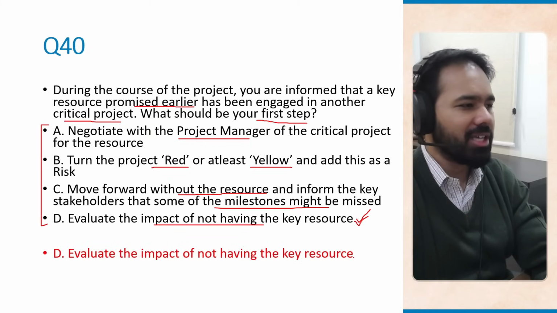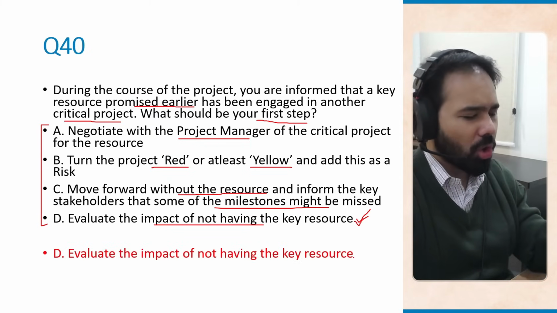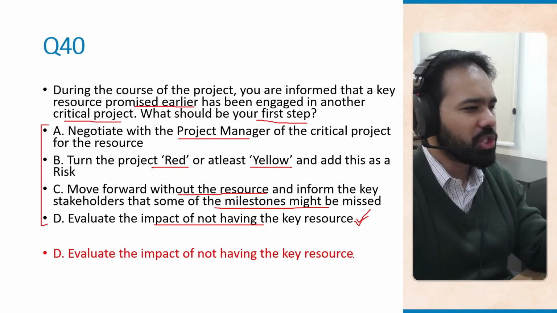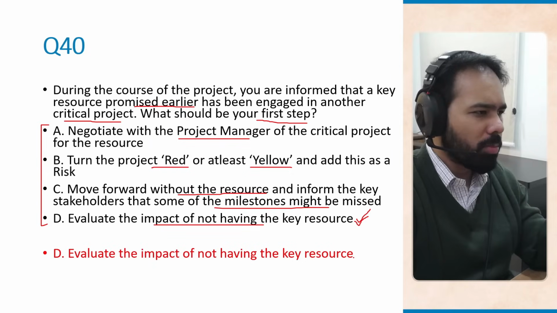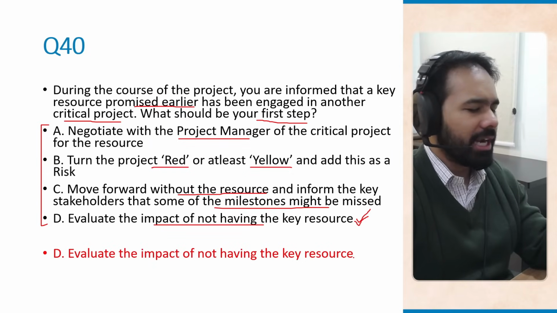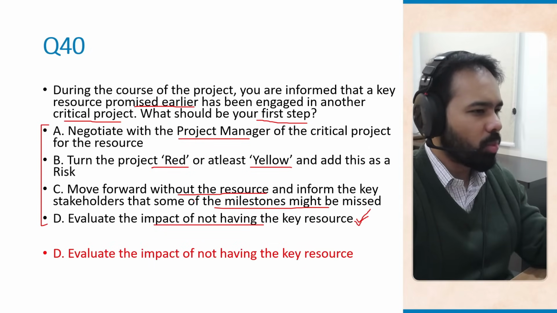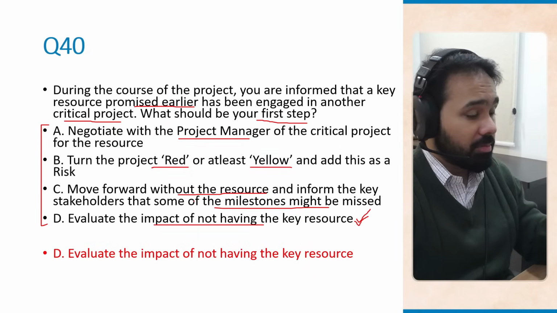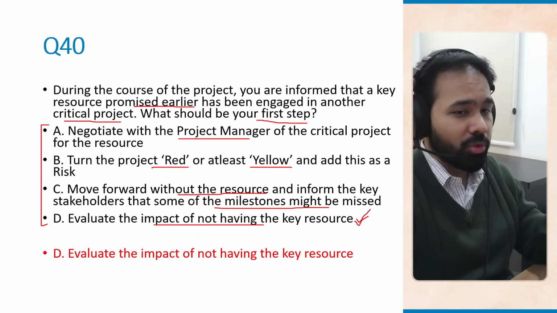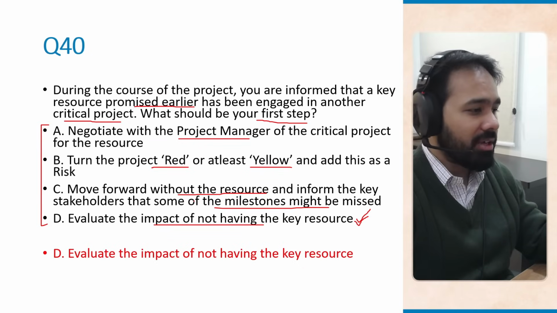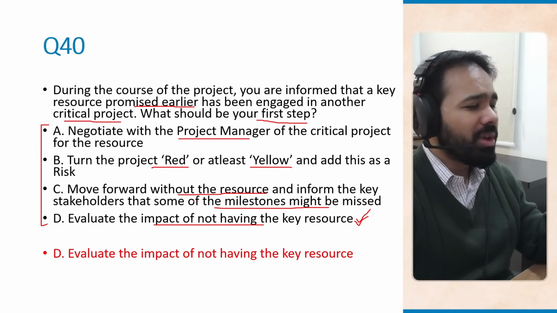having a key resource. You should always assess the impact of the issue on all the constraints: scope, schedule, cost, quality, right? You can then go ahead and negotiate for the resource. It definitely comes after you understand what the impact on your project really is. You can then turn the project red or yellow. If you do this before the analysis, then this is obviously premature.